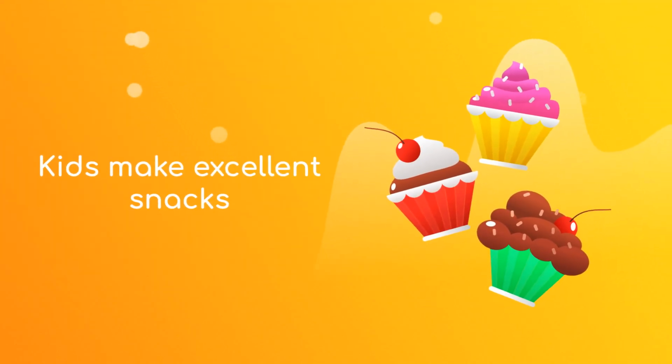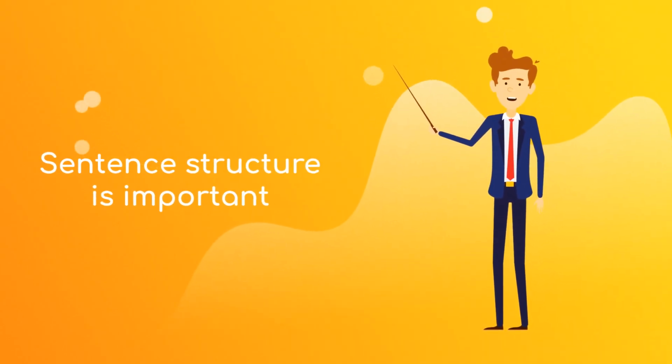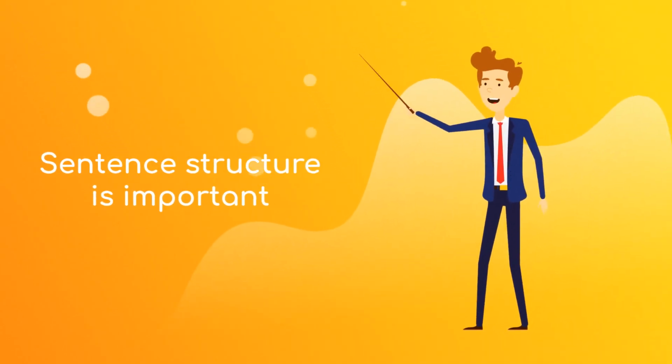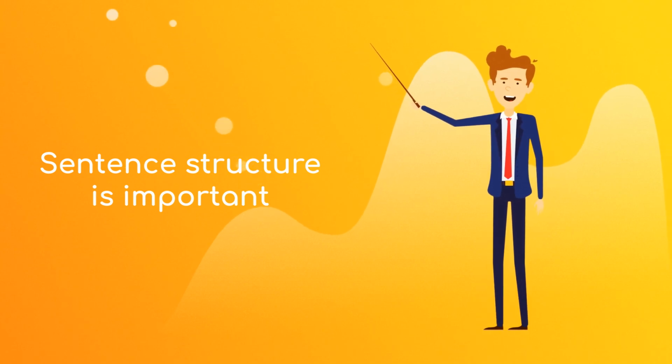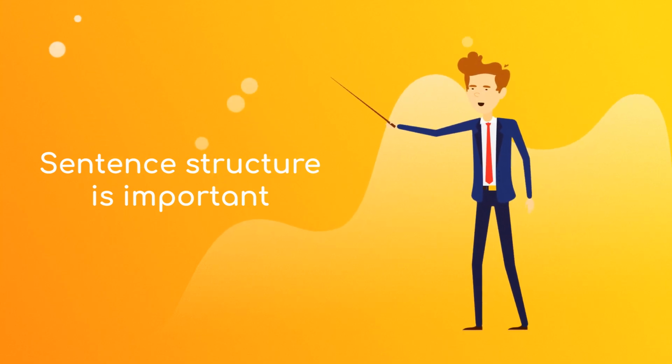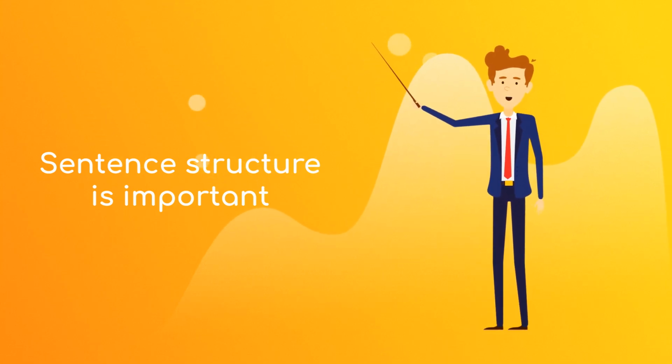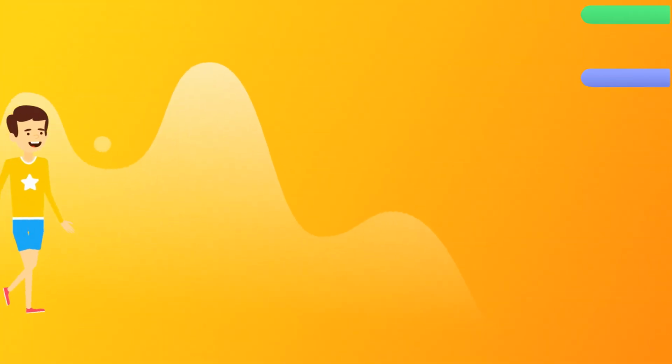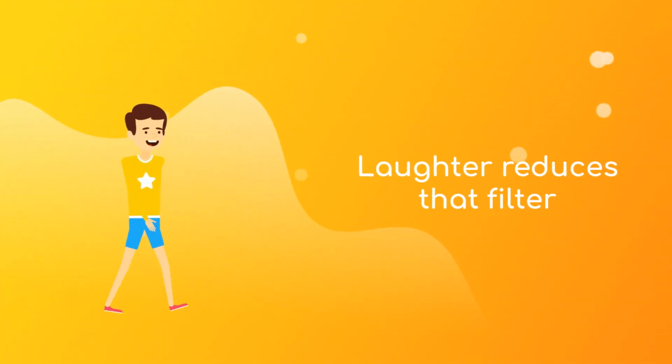Picture this example. Kids make excellent snacks. Ask your students, what does this mean? Some might say, kids prepare snacks. Others can understand it differently. Kids are snacks. This will at least crack a smile or two, but then they will realize that sentence structure matters. This is a teaching opportunity. You can guide students to notice the word order, relationships between nouns and verbs, and meaning ambiguity. This transforms a joke into a grammar lesson.